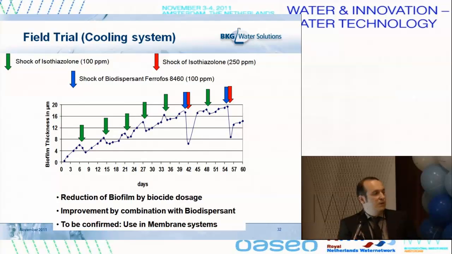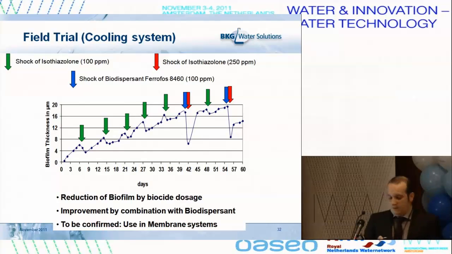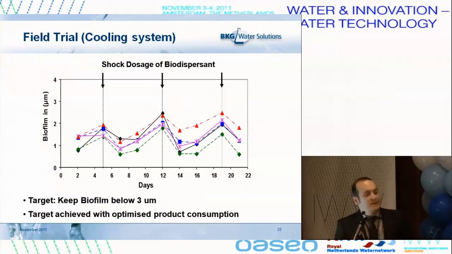The next steps we are going to take are also the use in membrane systems, which we are going to approve. Another field trial where the target was slightly different. The customer wanted to have a maximum of 3 micrometers of biofilm. So this was the target, and we connected the pump of the biocide to the value that we got. So these are 4 values, so you just have to look at the mean curve. And always when we reach 2, we could dose the biocide, and you see that the reduction of the biofilm in the system occurred. Again, here a biodispersant shot, and here so.